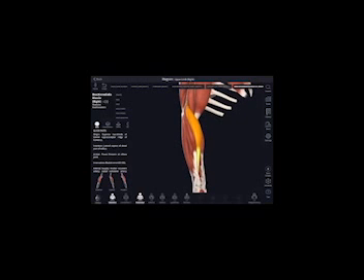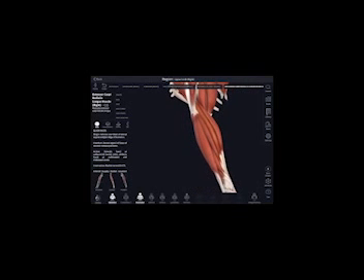So right underneath that, here we have the extensor carpi radialis longus. Make sure you remember the whole entire name. This particular muscle originates from the supracondylar ridge, meaning not the lateral epicondyle, but slightly above that.